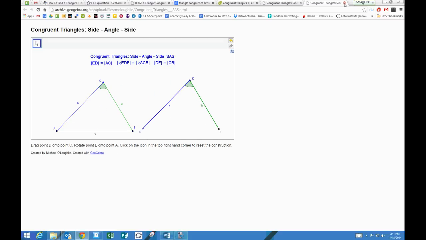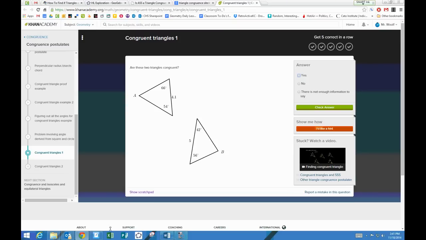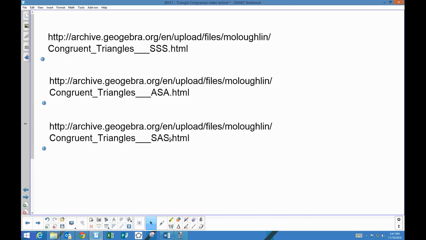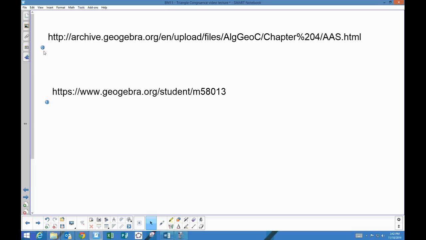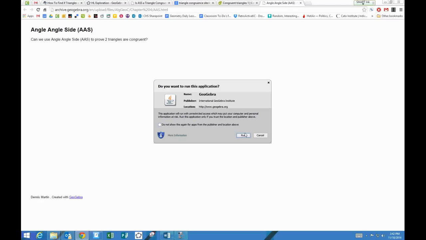Okay, so those are the three main criteria for determining that triangles are congruent. Again, all we've got to do is prove all three sides are congruent, an angle, the included side and the angle, and the side, angle, side. There's actually two more that we want to add. These are a little different. This one is AAS, so you probably guessed that's angle, angle, side.